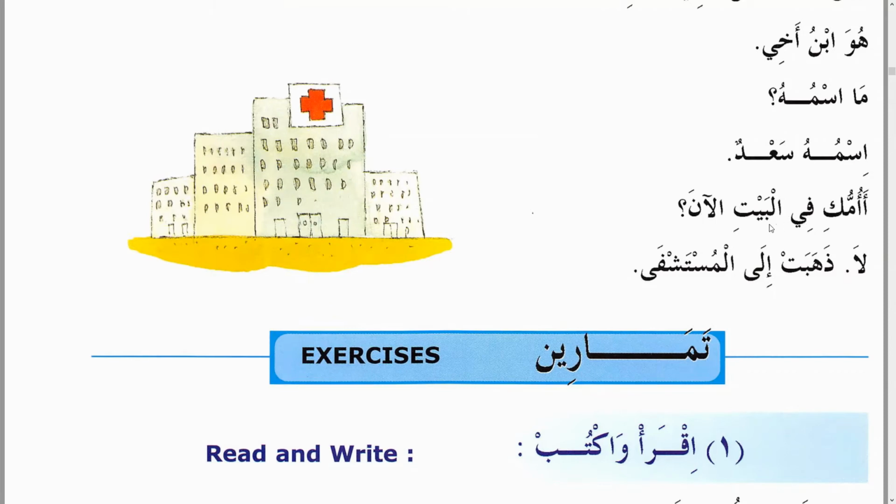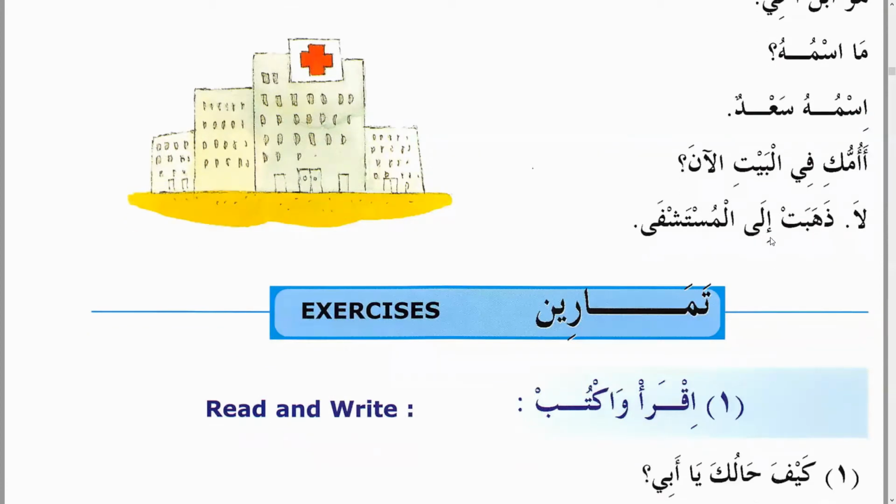أُمُّكِ فِي الْبَيْتِ الْآنِ? Is your mother in the house now? لا, no, ذَهَبَتْ إِلَى الْمُسْتَشْفَى. No, she went to the hospital. In the previous lessons, we learned the masculine one. This is a verb now. And whenever a verb comes, you should always search for a fa'il, a doer of an action. For the two verbs, fa'ala and fa'alat, sometimes the fa'il is hidden. It is called mustatir. We did this before in the 7th and 8th lessons. Sometimes it will come in the sentence, sometimes it is hidden.